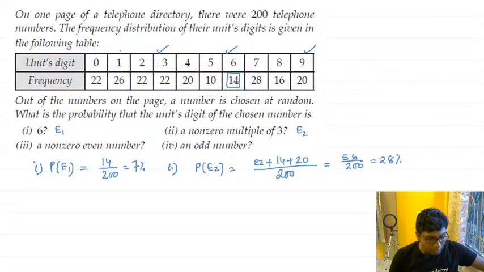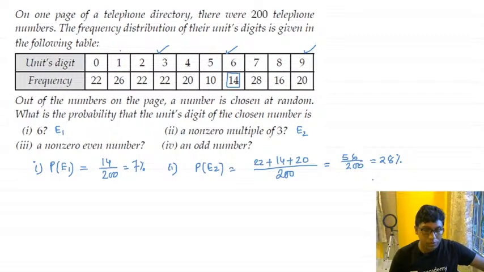Non-zero multiple of 3, Sumit, so it will also include the 3, okay? That will also include the 3. 3 itself is a multiple of 3, right? 1 into 3. So 3, 6 and 9. Now non-zero even numbers. So that is 2, 4, 6 and 8. I consider this to be event 3.